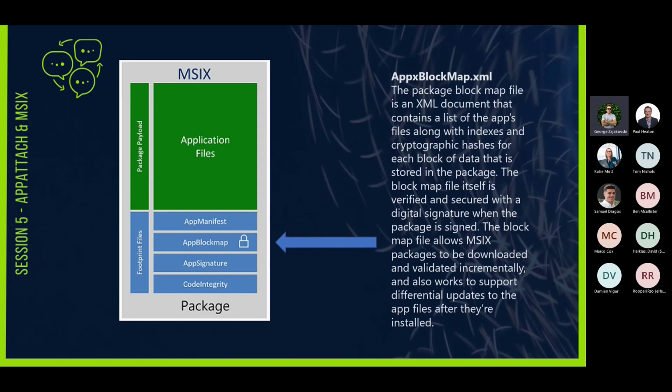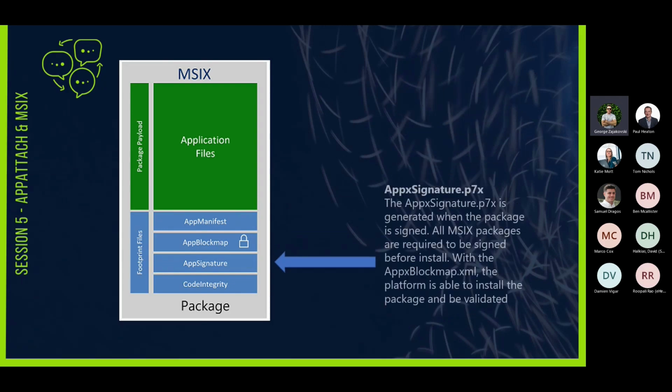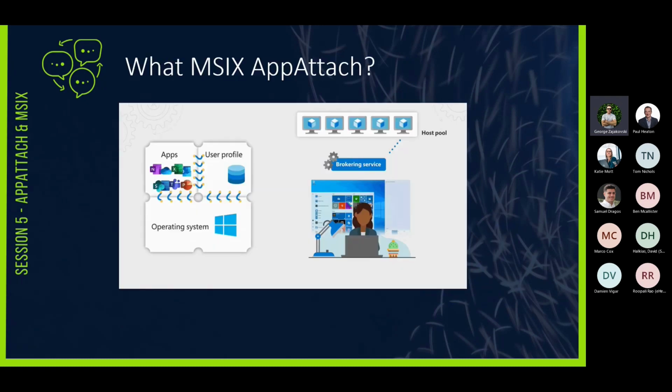The app block map, again, another XML. It contains a list of the app's files along with indexes and cryptographic hashes for each block of data that is stored in the package. It's verified and secured with a digital signature when the package is signed. So again, you need to sign all MSIX packages. And the block file allows MSIX packages to be downloaded and validated incrementally. It also works with differential updates to the app files after they've been installed. The app signature, pretty straightforward. It's generated when you sign the package, and it contains all the signature files for that package there.